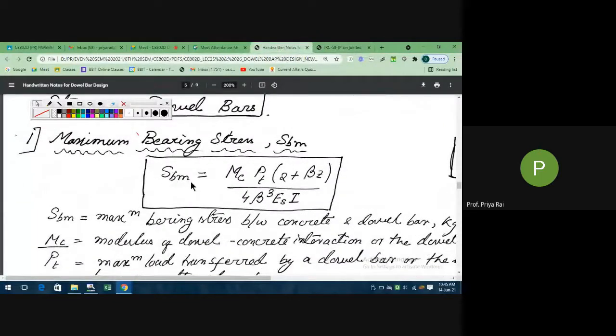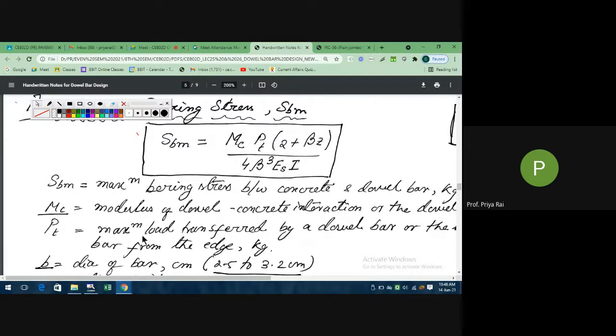See, SBM equals MC into PT (2 plus beta Z) divided by 4 beta cube E suffix S, this is E suffix S, into I. Now here there are so many terms, that means you have to calculate all these terms. We need the value of PT. For calculating SBM, we must know PT. Now PT, as I said, is the maximum load transferred by the dowel bar.